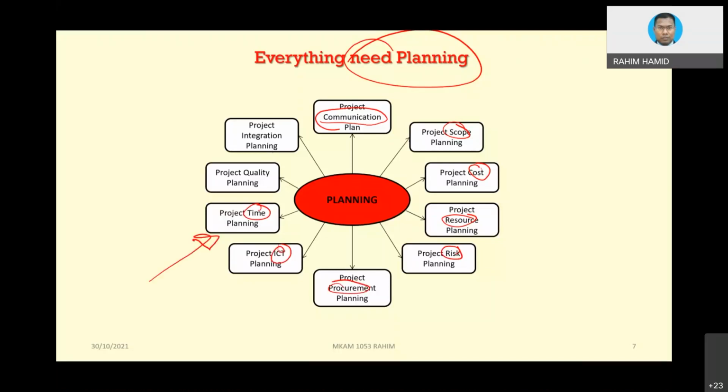Quality also has planning. Project integration also has planning. So planning is basically embedded in many of the sub knowledge areas or sub disciplines. Everything basically needs planning. That's why in project management, if you read some of the publications, it mentions that planning is the heart of project management.